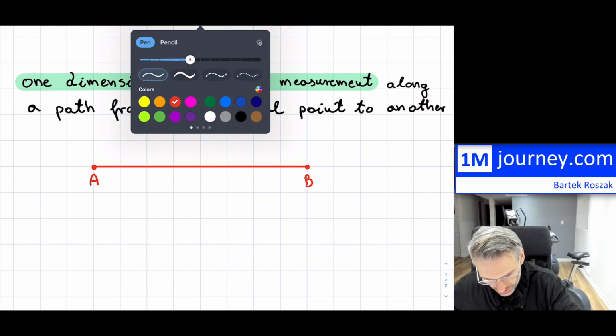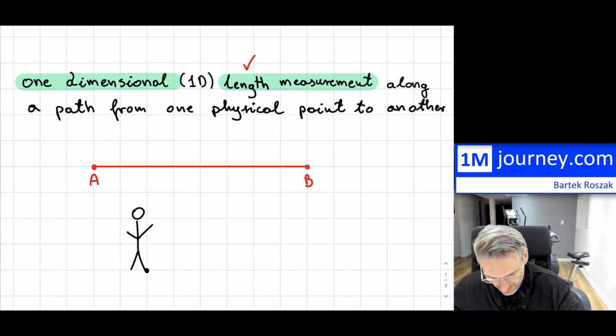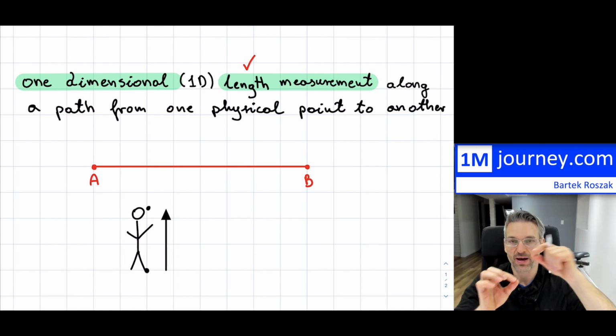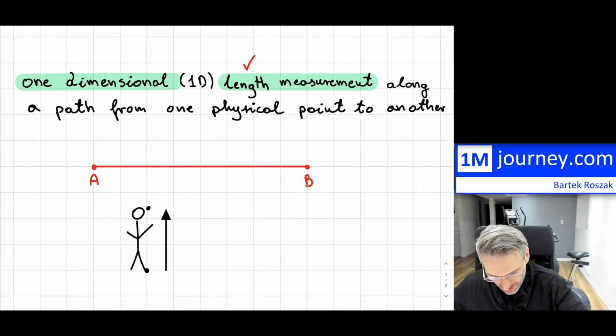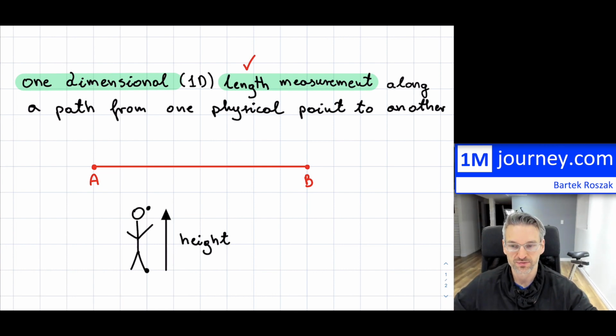For instance, you can take a person, and here I'm going to draw a stick man right there. If you take a person and you measure from the bottom, let's say from the feet, all the way to the top of the head, you can say that the distance is the path from the bottom all the way to the top. We actually give this particular distance a specific name: we call it height, especially if it's on the vertical. So that's one example of a distance.